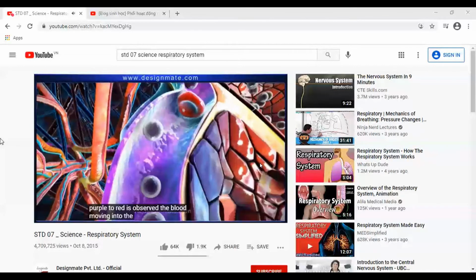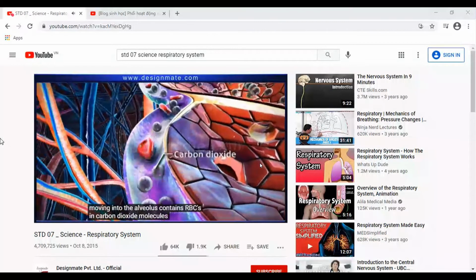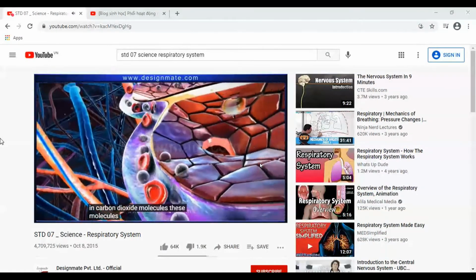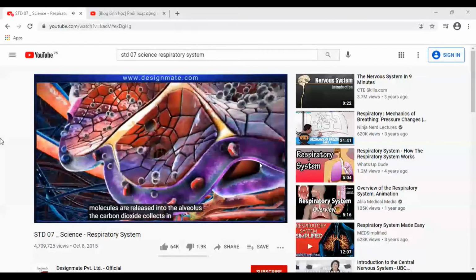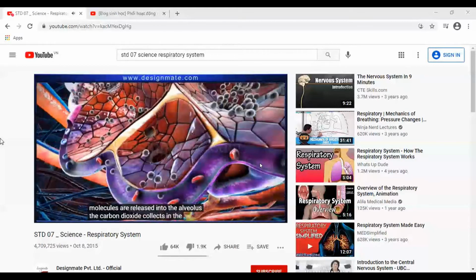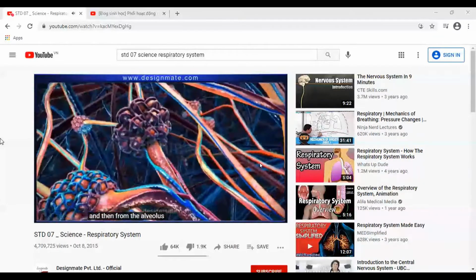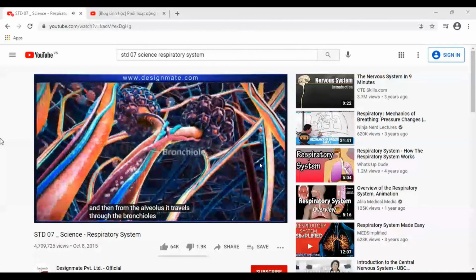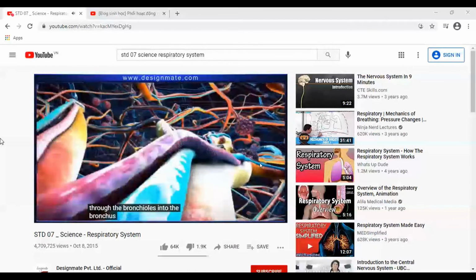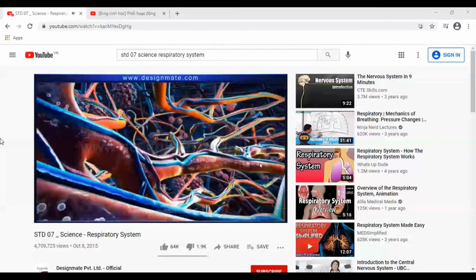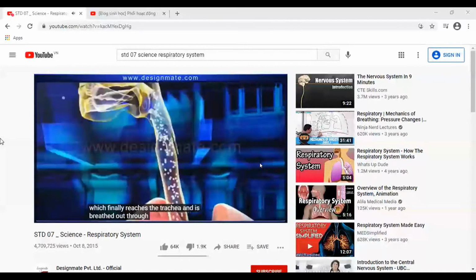The blood moving into the alveolus contains RBCs and carbon dioxide molecules. These molecules are released into the alveolus. The carbon dioxide collects in the alveolar chamber. And then from the alveolus, it travels through the bronchioles, into the bronchus, which finally reaches the trachea and is breathed out through the nostrils.